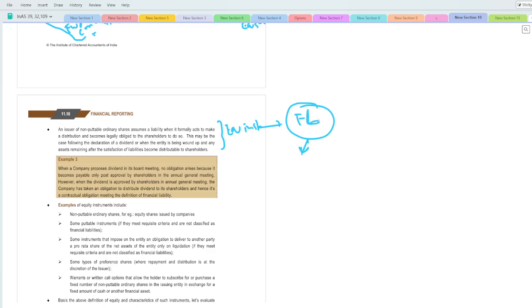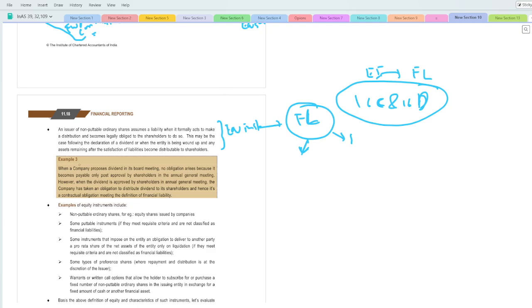ओके. एंड सिमिलरली अगर लिक्विडेशन हो जाता है, तो उस टाइम पे फिर जो 16C और 16D वाला स्पेशल इंस्ट्रूमेंट है जो लिक्विडेशन पे एक्टिवेट होता है, तो वो फिर आपका फाइनेंशियल लायबिलिटी में आ जाएगा. सो बिफोर द लिक्विडेशन इट विल बी योर इक्विटी इंस्ट्रूमेंट, बट वंस द लिक्विडेशन स्टार्ट्स, तो जो 16C 16D को सेटिस्फाई कर रहा था वो आपका फाइनेंशियल लायबिलिटी बन जाएगा. वो यही कह रहे हैं.